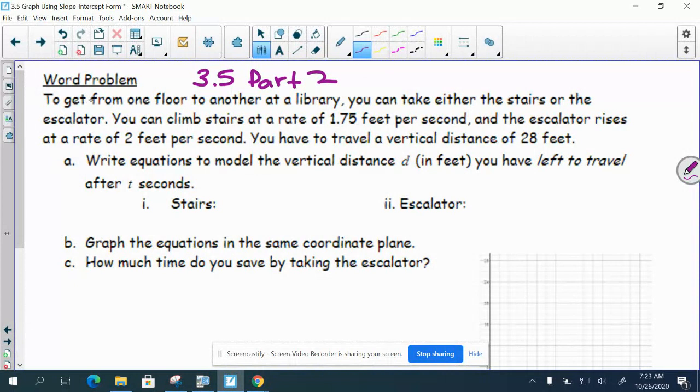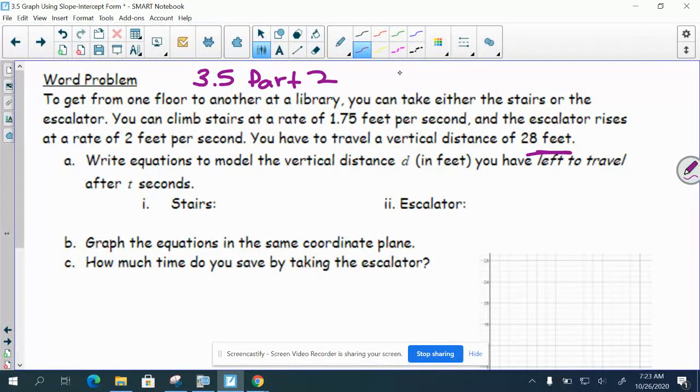So the first example here, it says, to get from one floor to another at a library, you can take either the stairs or the escalator. You can climb the stairs at a rate of 1.75 feet per second, and the escalator rises at a rate of 2 feet per second. You have to travel a vertical distance of 28 feet.